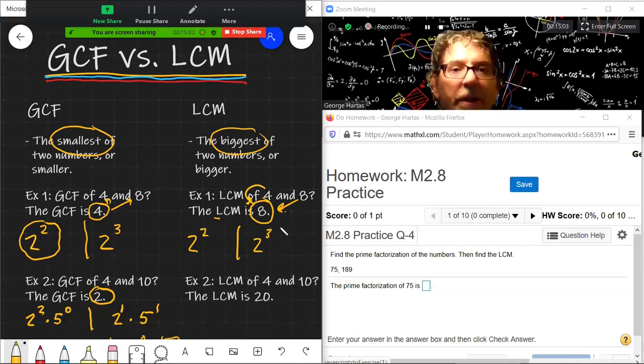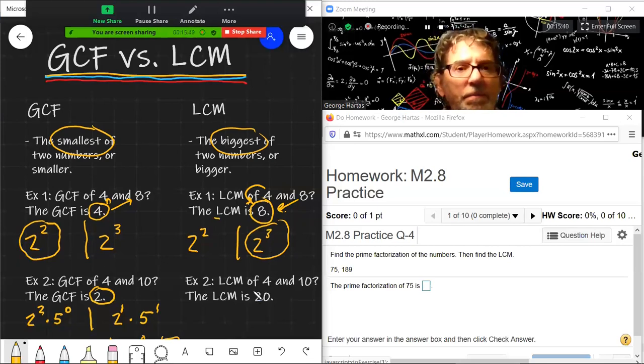Well, 3 is bigger. Because I'm looking at the same base, the exponent is what I'm comparing, and this is the bigger of the two. So 2 to the 3rd power wins out. If you were to multiply this out, 2 times 2 times 2, you would get 8. So this shows you that for the GCF we look at the smaller power, and for the LCM we look at the bigger power.